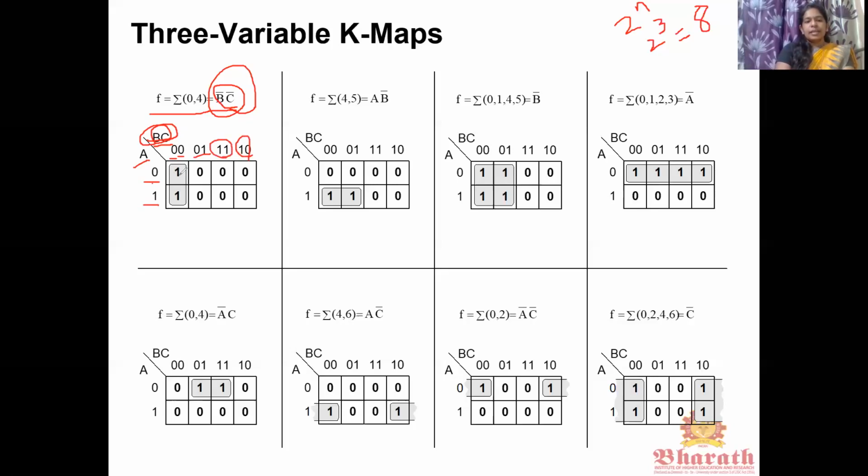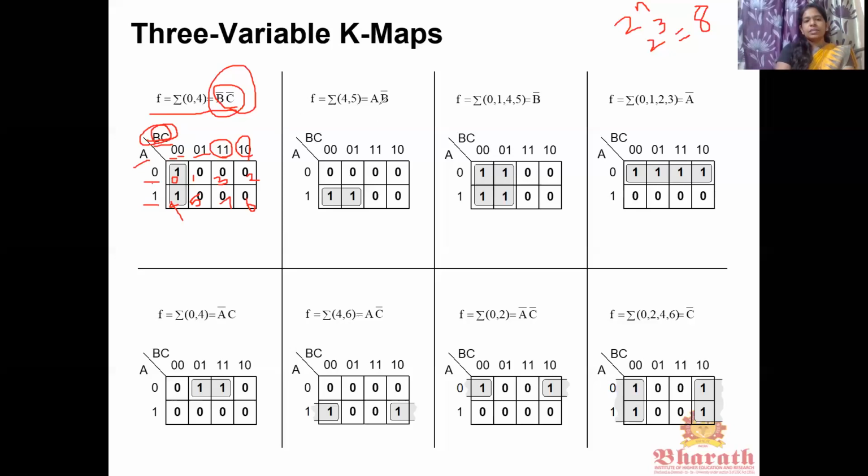Then you have to number each and every cell. This is 0, 1, at last 2, then 3. 4, this one is 5, at last 6, then 7. After filling the fourth cell only, we have to come to our third cell. This is the default representation for the 3 variable K-map.